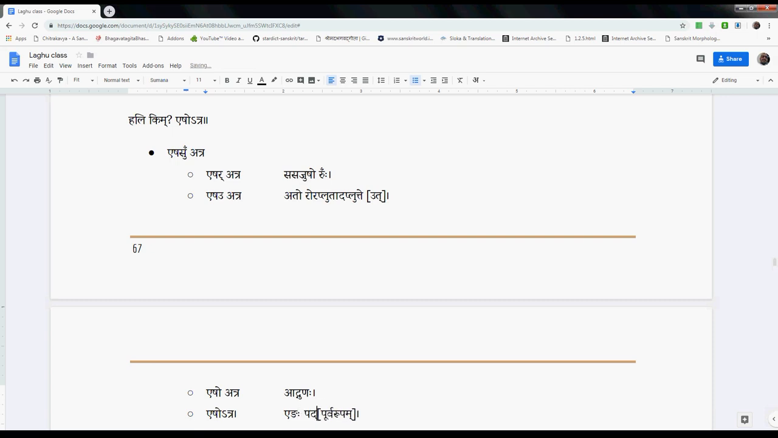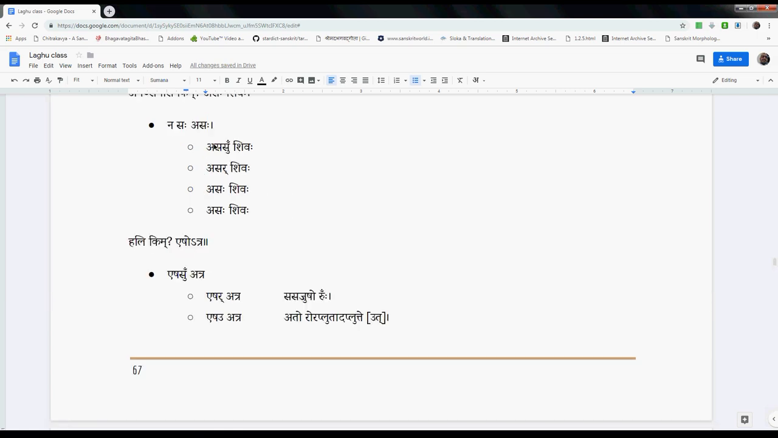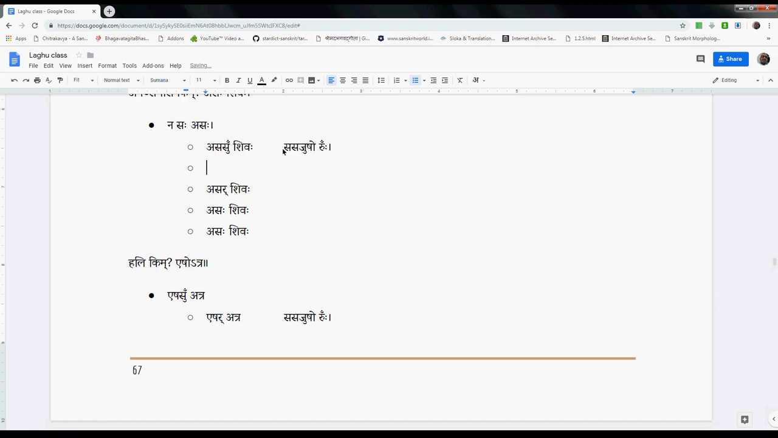Enga Padantad Atipare. So this sutra will apply and you will get Purva Rupam Okara. Here we didn't do this, so you can write this. So this is Su by Nya Pratipadikat, Su Aujas, etc. Then you will get Asar. This is by Sasojushuru. Then Asar Shiva by, so I'll just copy paste here for completion. This is Sasojushuru.